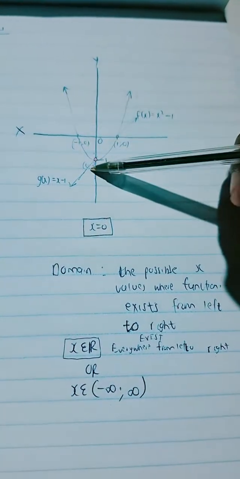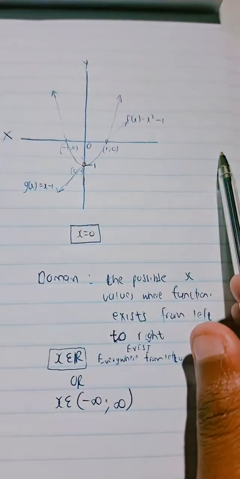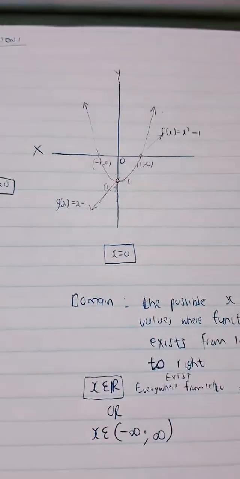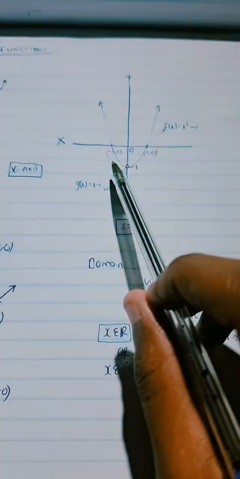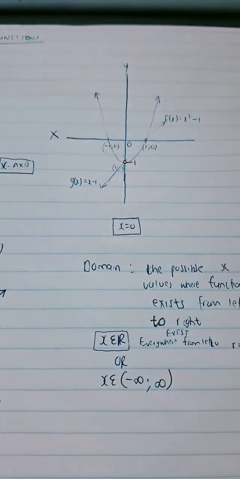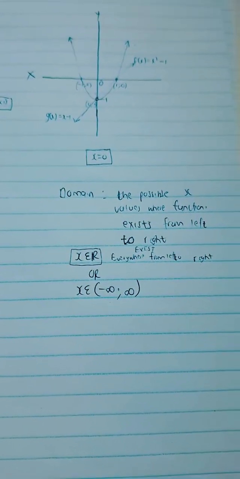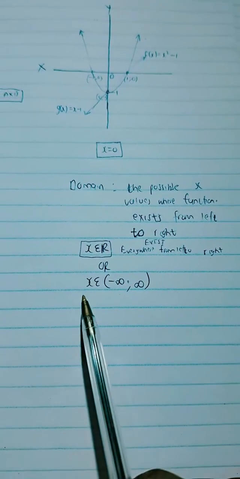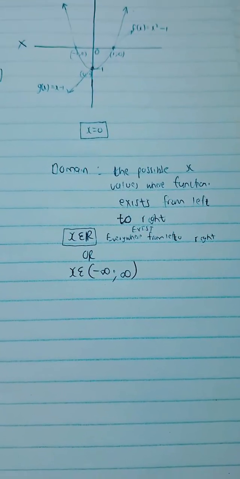The function exists everywhere from left to right. Everywhere. For every x value that you can imagine, the function will be there. You can substitute any x value on the x-axis. From -infinity to +infinity, you are going to get an output value that signifies the existence of the function. The one x value will map onto another y value to show that it exists everywhere.